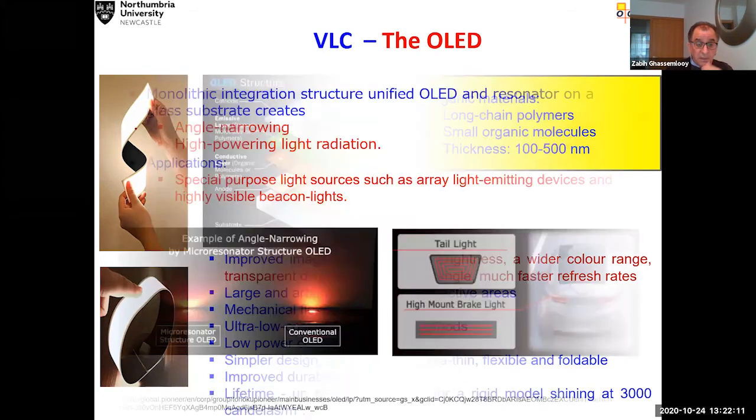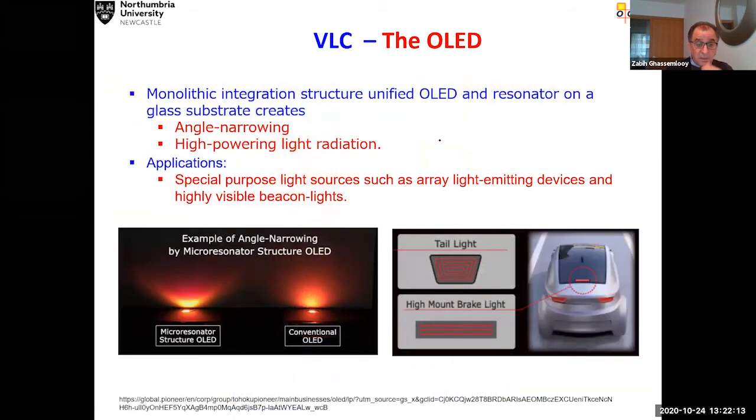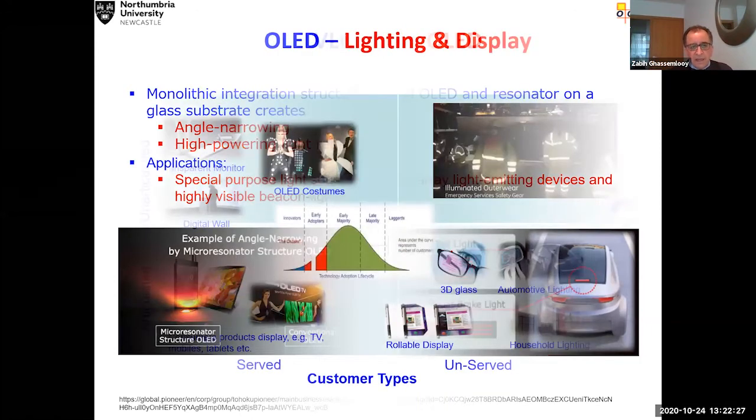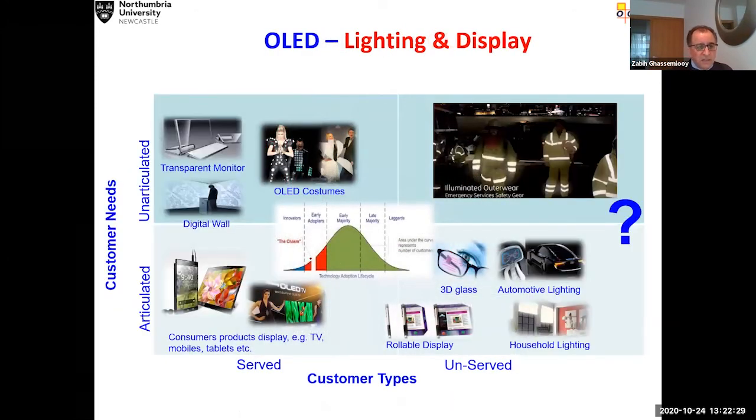Some applications: you can see the modern cars, the bicycles, a motorbike, and so on. So you can actually make whatever you wish out of these devices. Okay, let's look at some of the applications of it. So this shows the customer needs and customer types, and I don't want to go through that. You can see it for yourself.